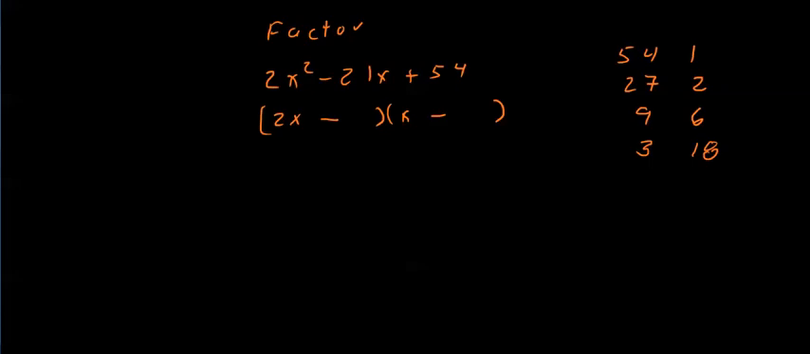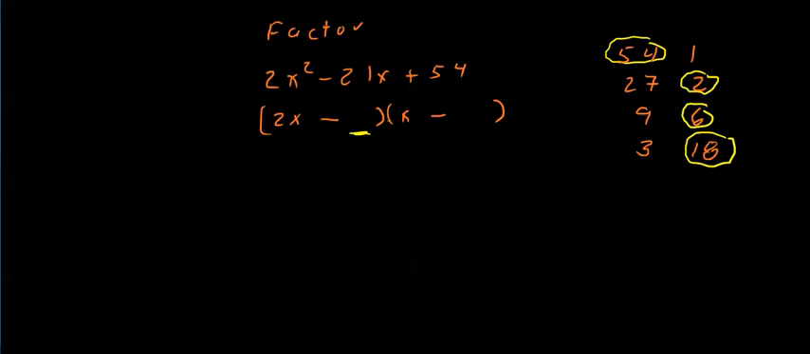Now, let's start eliminating. Because I have a 2 here, I can't use 54 there. I can't use 2 there. I can't use 6 there. And I can't use 18 there. All these have factors of 2. The only possible choices that I can use in this spot right here is 1, 27, 9, and 3. Where do you want to start?